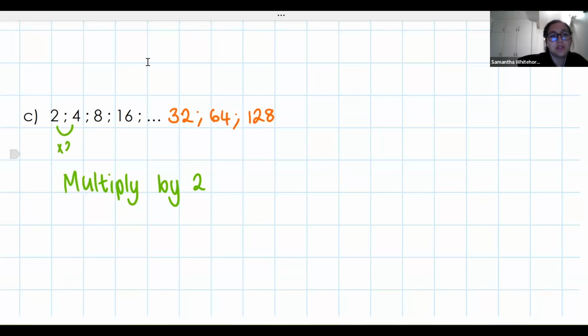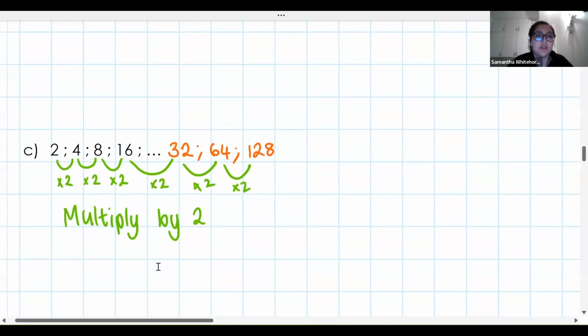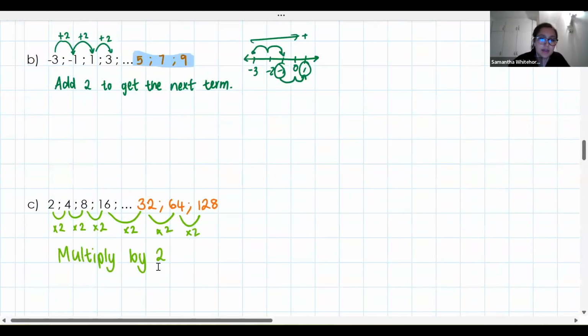2 times 2 is 4. 4 times 2 is 8. 8 times 2 is 16. And so if we keep that pattern up, we are able to get our next 3 terms. Very nicely done. Right, I don't know how many of you got screenshots of B, so I'm just going to leave that there for you to take your screenshots. I'm trying to do a lot of multitasking here and answering questions, but I'm going to do my best.